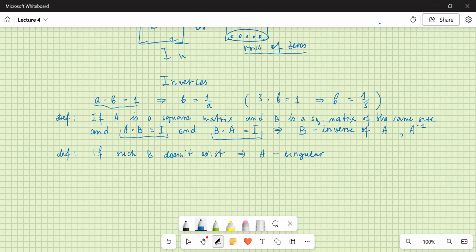We are not going to call matrix A a 0 matrix. We are going to call it singular. But the idea is kind of similar to the idea of a 0 matrix, a 0 number.